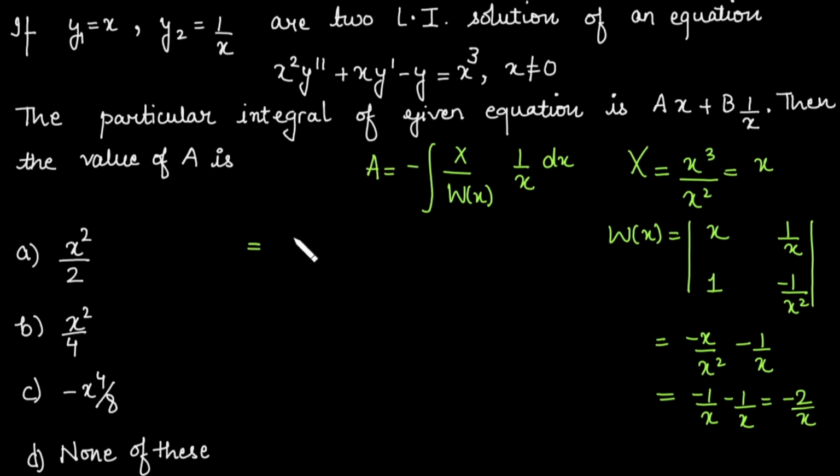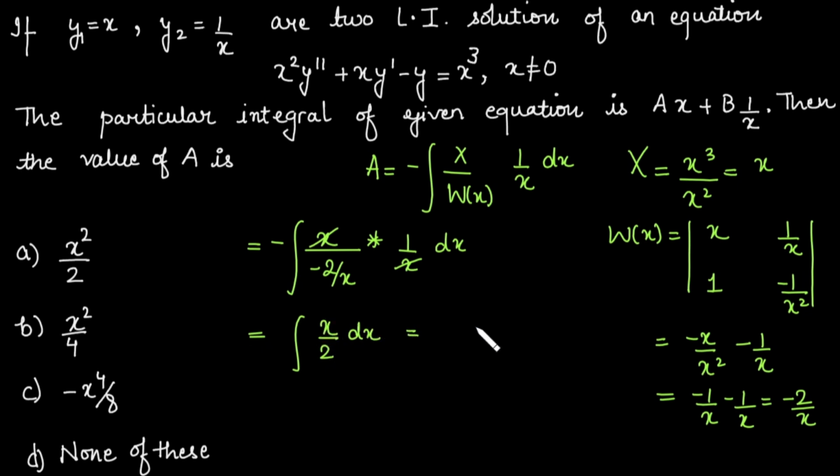Now let's calculate a. Minus capital X, that is x, divided by minus 2 by x into 1 by x dx. This x gets cancelled with x. Negative negative gets converted into positive. We can write this as x by 2. Now the integration of x is x square by 2, and this 2 is as it is.